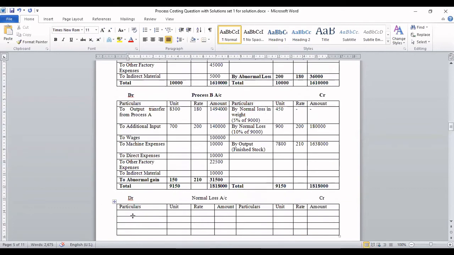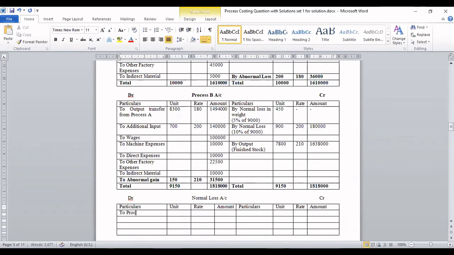Very good. So, come and record here, debit side of the normal loss account. What should I write? Process A account. 1,000 was the unit and 80 was the rate, correct? So the amount comes to 80,000 for process A. Similarly, for process B, tell me the quantity. 900. And the rate was 200. Amount comes to? 1,80,000. Very good. So any doubt, any confusion till here?